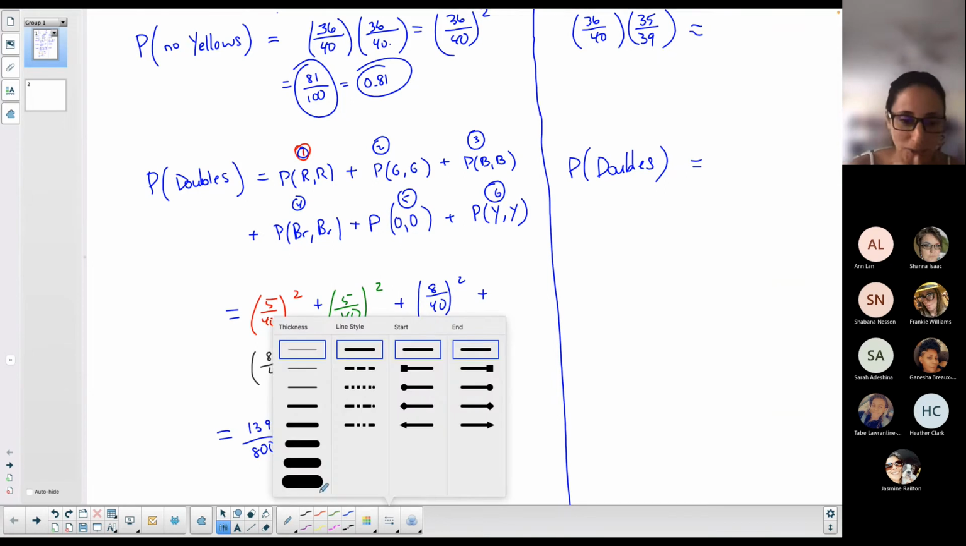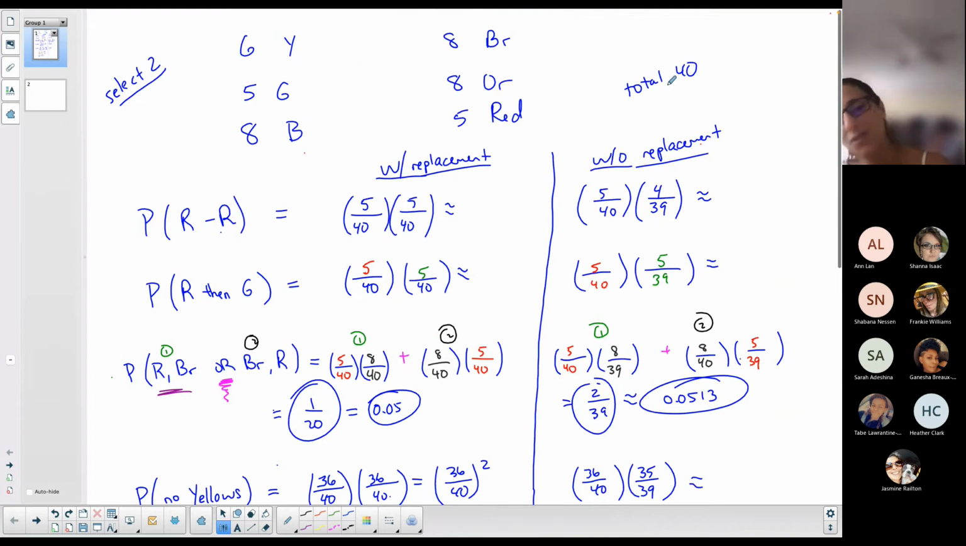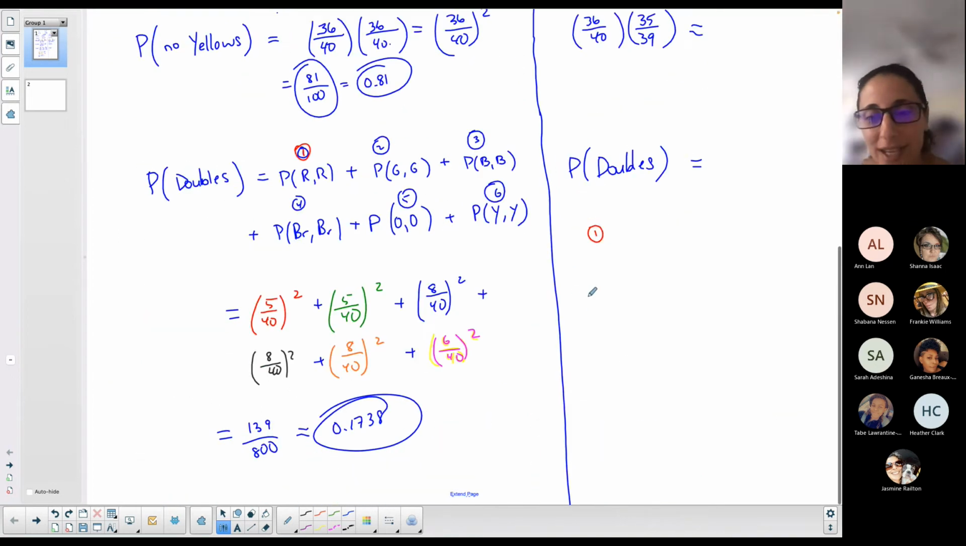I might not finish this one. Okay, well, we'll see. First situation, getting a red and a red, but now without replacement. This one I can't get away with. I have to actually write out the 2, because now I have dependent events.